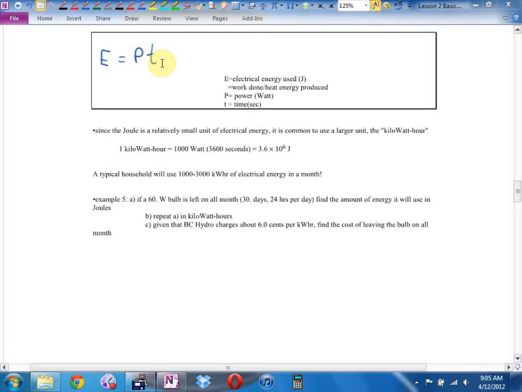A joule is too small. So the joule is a relatively small unit of electrical energy. Most often for power, for electricity, we use a larger unit, the kilowatt hour. Can you see power times time in the equation though?